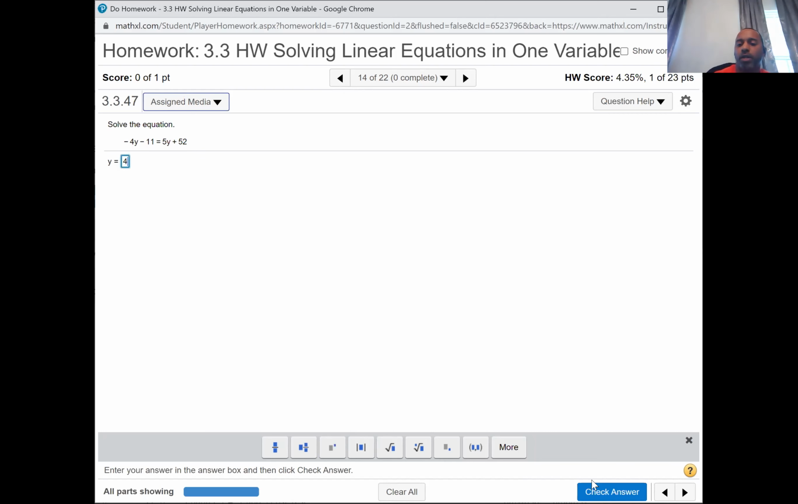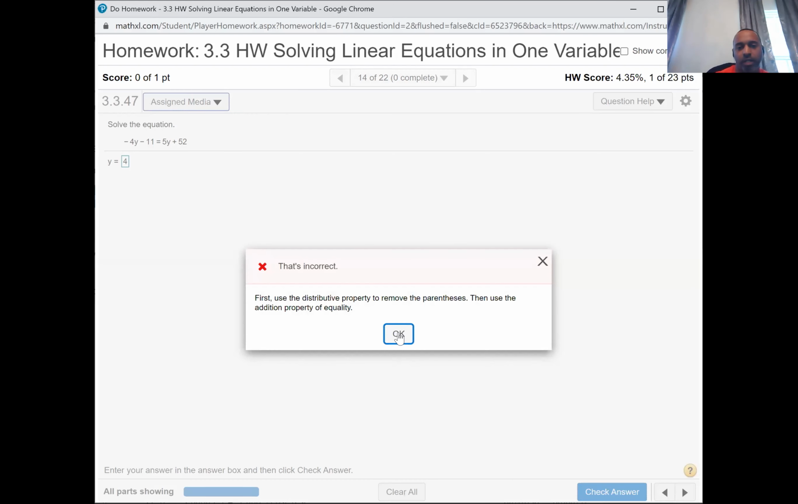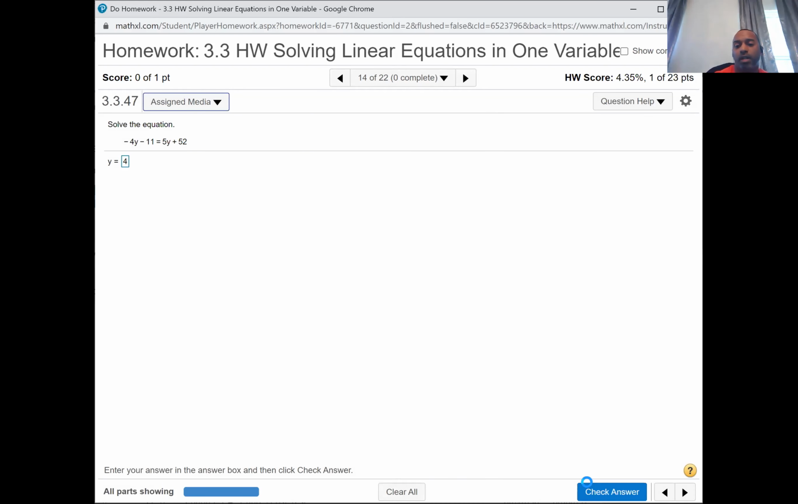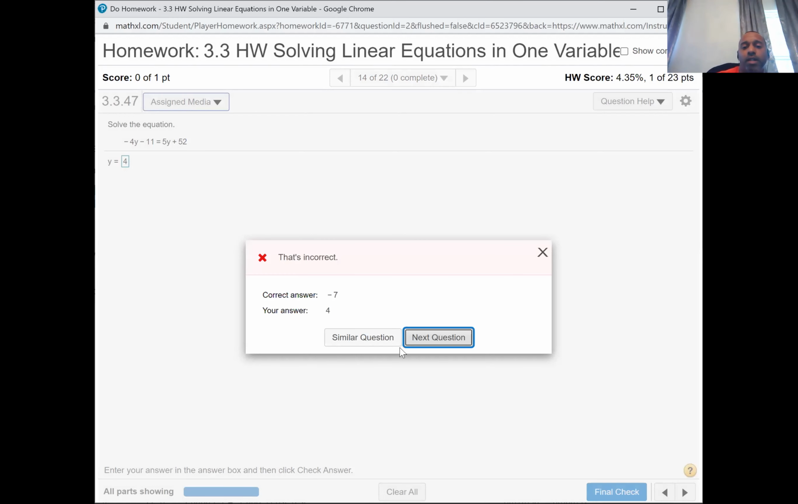So also real quick, when you click the button and it shows you that's incorrect, it tries to give you a little hint. Once again, then it gives you two or three chances, depending on the complexity of what's going on, to get the problem right. Hit final check, then it'll tell you the answer. So you could click similar questions here or just go to the next one.